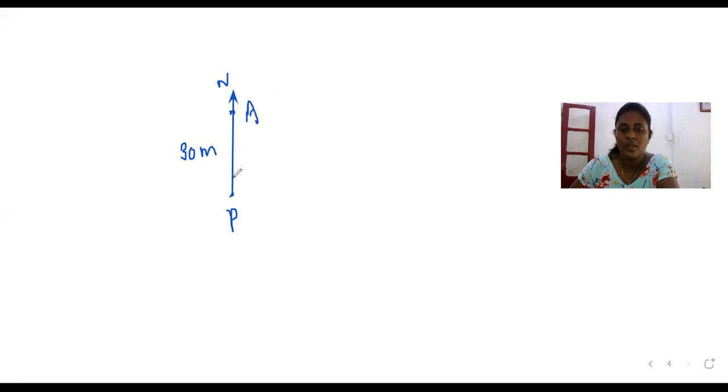Then B is located 40 meters away on a bearing of 120. So 120 is such a direction, no? Right? Length is 40 meters. And this is the position of B.